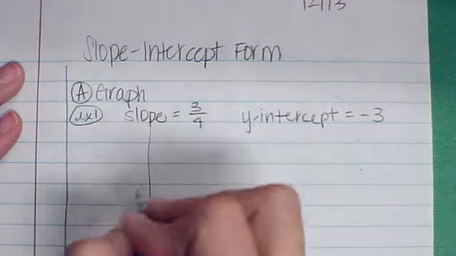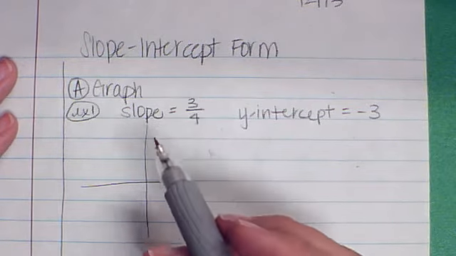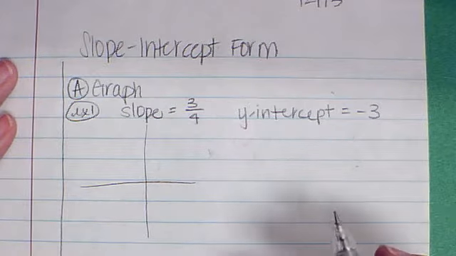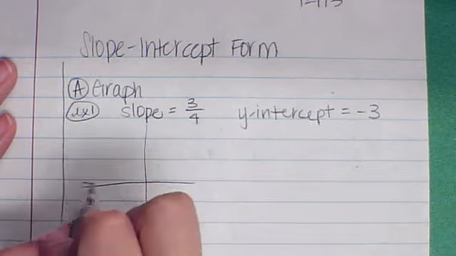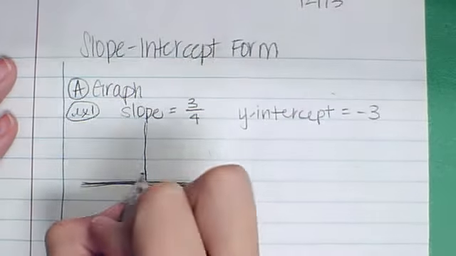Now, for slope-intercept form, the important thing to realize here is I have to have a slope and I have to have the y-intercept. A lot of people today were asking, well, why not the x-intercept? Well, because that's not how the formula works. So we need the y-intercept and the slope to make this happen.